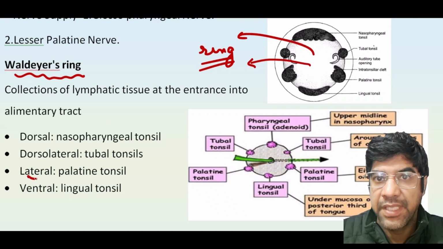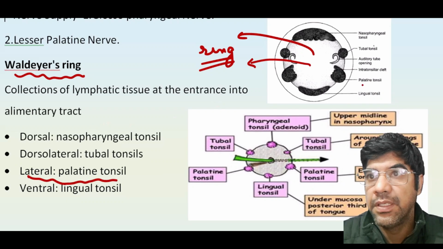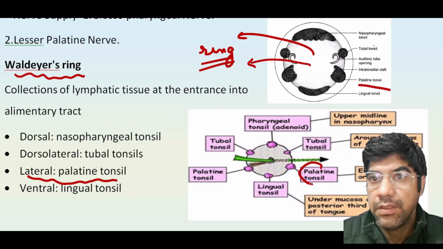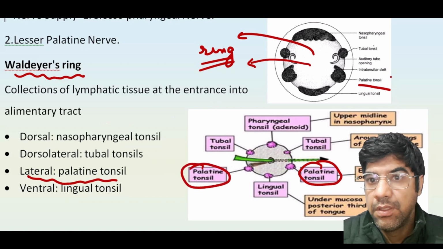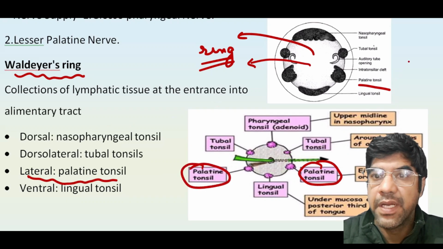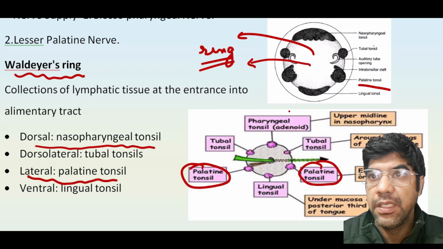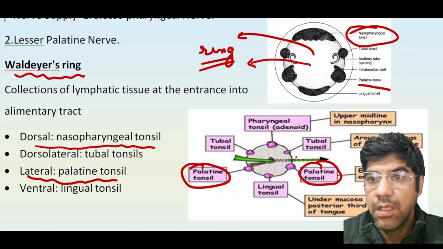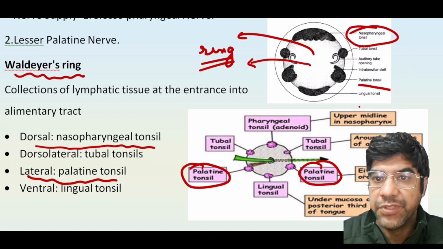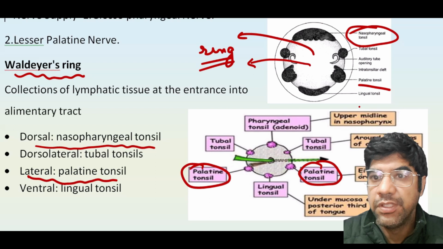On the lateral side, there is the palatine tonsil. These are the most significant component of the Waldeyer ring and are located on both the right and left side of the throat. On the dorsal side, there is the nasopharyngeal tonsil. They are positioned posteriorly and above. This tonsil is located in the nasopharynx, the upper part of the throat, behind the nose.